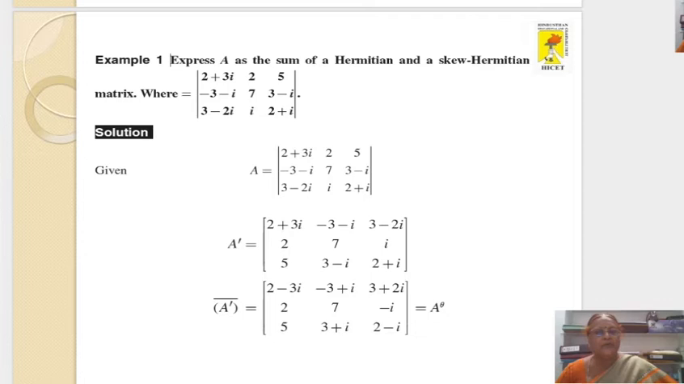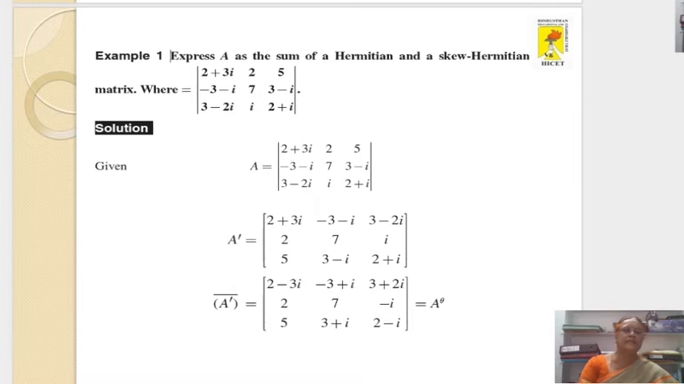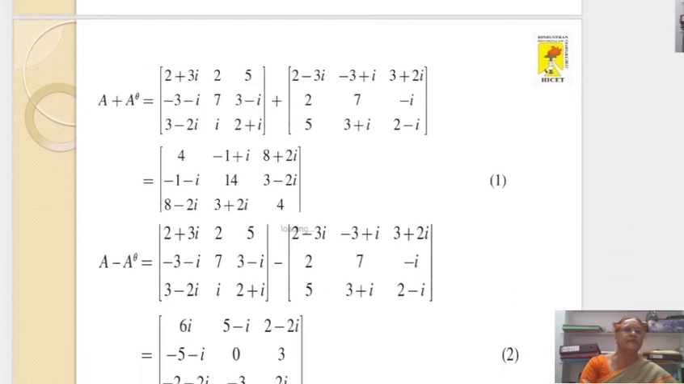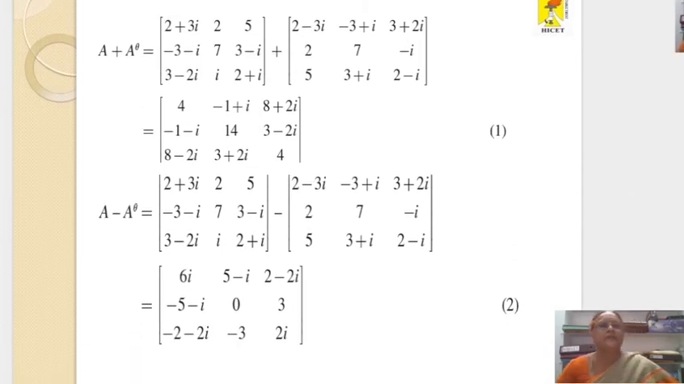Next step is we have to find out A dash bar, which is nothing but A power theta. We have to find the conjugate of all the complex elements. So 2 plus 3i becomes 2 minus 3i, minus 3 minus i becomes minus 3 plus i, 3 minus 2i becomes 3 plus 2i, 7 stays, i becomes minus i, 5 is there, 3 minus i becomes 3 plus i, then 2 plus i becomes 2 minus i.